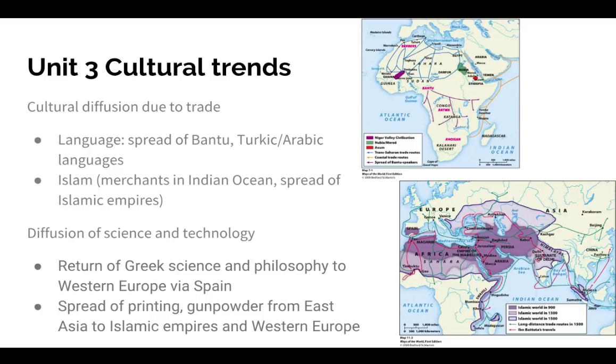And then what's going to happen for Europe is the science and philosophy from the Greek and Roman cultures that was lost after the collapse of the Roman Empire is going to make its way back to Europe through Muslim rule of Spain. And technologies that did not originate in Europe, like printing and gunpowder, are going to first make their way from East Asia to Islamic empires and then to Western Europe. And that partly happens through trade connections and partly through the Crusades.